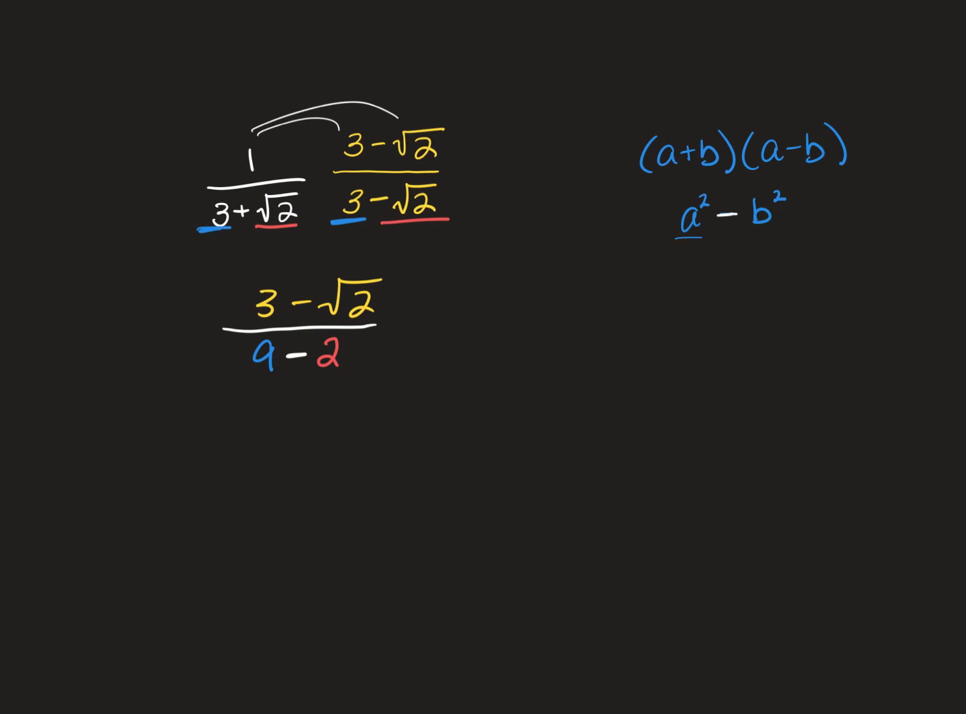Which leads us to the last step, where we're just going to take the bottom and simplify. We're going to do 9 minus 2. So for my final answer, we're just going to copy 3 minus square root of 2 on the top. And then on the bottom, we got 9 minus 2, which ends up equaling 7. And there is my final answer.